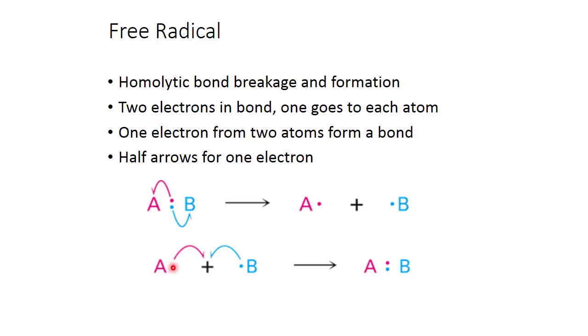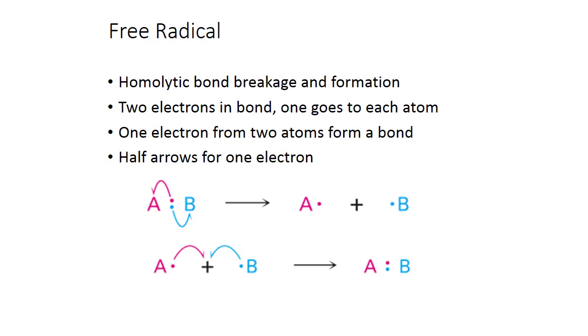Now, when we go to form a bond, remember a bond is two electrons. So one from each atom has to join together with the other atom to form a bond. And so again, we show a half arrow and a half arrow, and we're showing that it's going between, so they're forming a bond. Okay, now you see how we write the mechanisms for these.